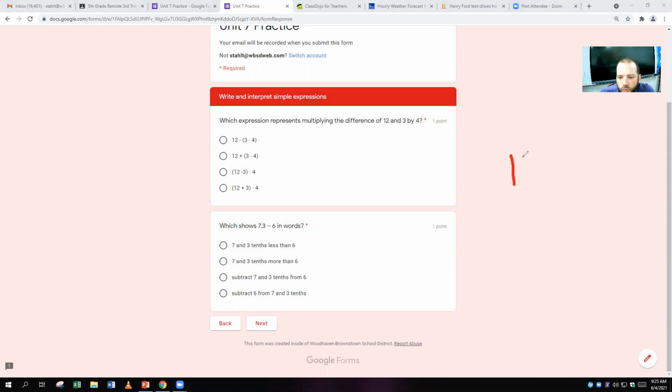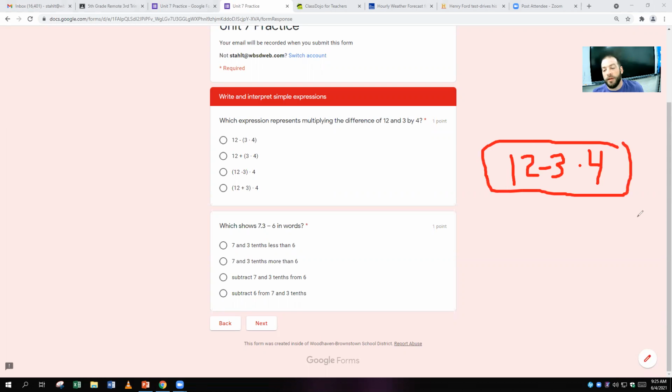So remember, 12 minus 3 is your difference, and then we want to multiply that by 4. But if I just write it like this, and my hint to you is before you look at the multiple choice options, write this down so you can try to figure out what you need to do to make sure that you get the difference.